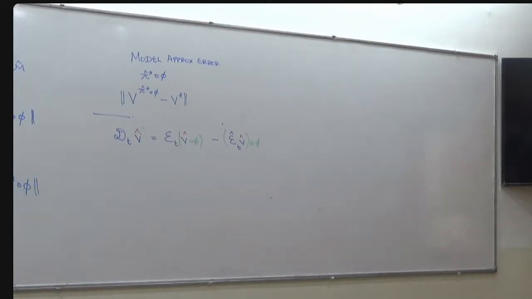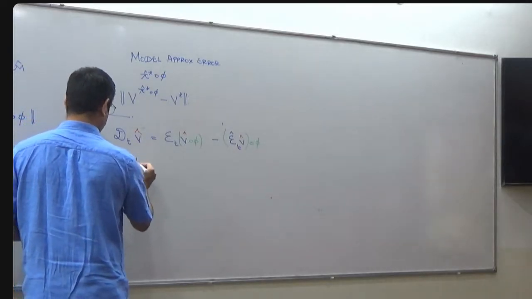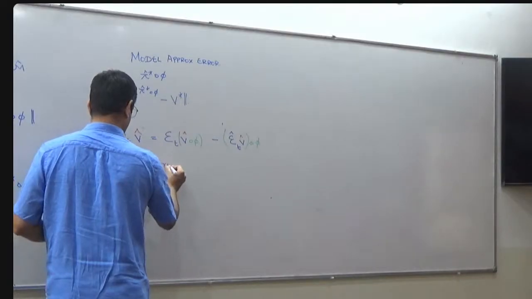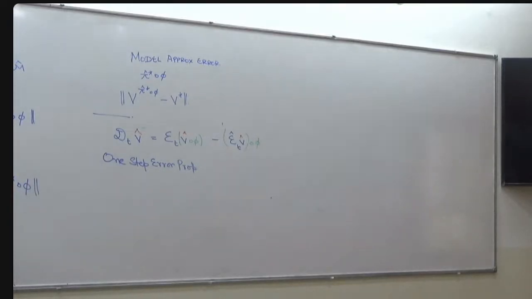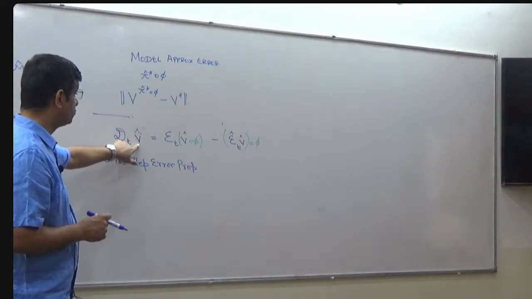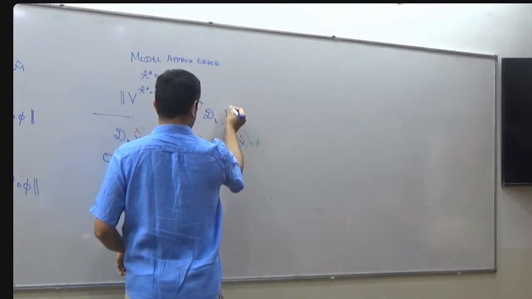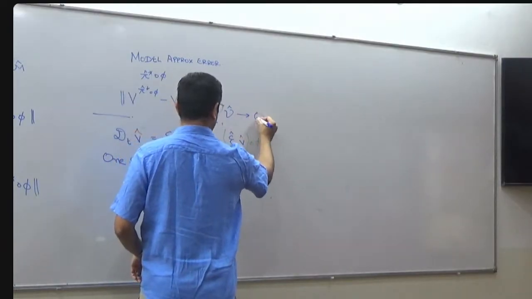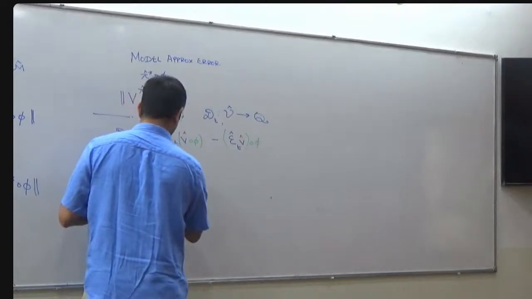Other questions? Okay. So the basic result that we had last time was the one-step error propagation. We have to be a bit careful with this now. This guy is a function which takes a value function in the hat model and gives me a Q function in the true model. So one-step error propagation, I'm going to pose it as follows.